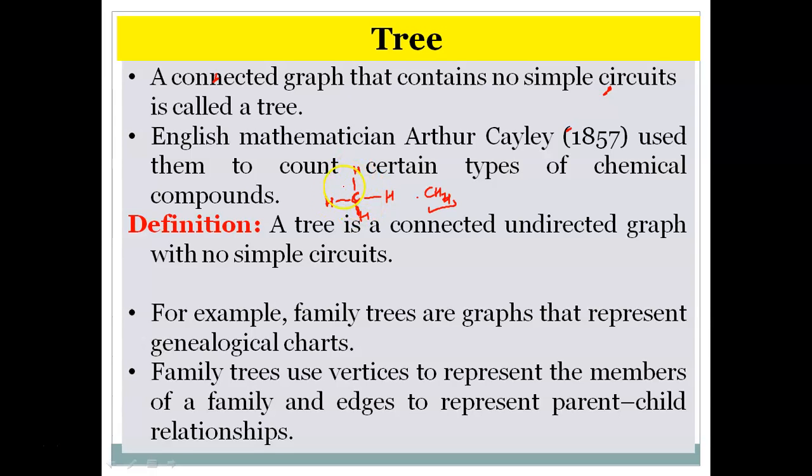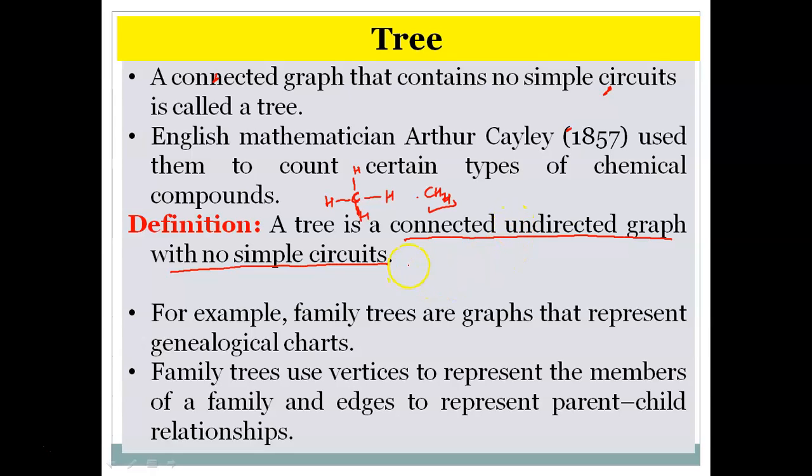And how is this a tree? Because if these are the vertices, there is no simple circuit at all. There is no loop or parallel edge, and neither are H and H having any connection, so they are not forming a circuit. So in this way, the formal definition of a tree is given as follows. A tree is a connected, undirected graph with no simple circuits. It means a circuit-free, undirected, connected graph is called a tree.